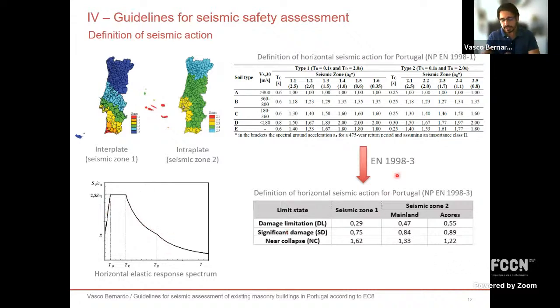However, in the case of the Eurocode 8 part 3, for the seismic assessment for different limit states, this spectrum needs to be corrected by multiplying these factors for each limit state, and of course this is assuming a first order approximation to describe the seismic hazard in the country.